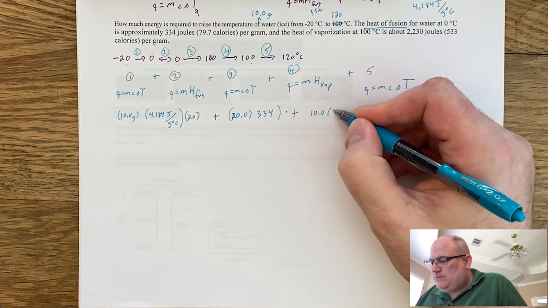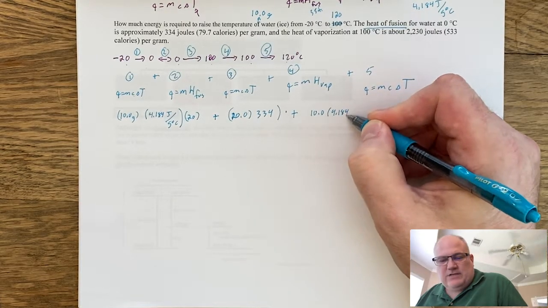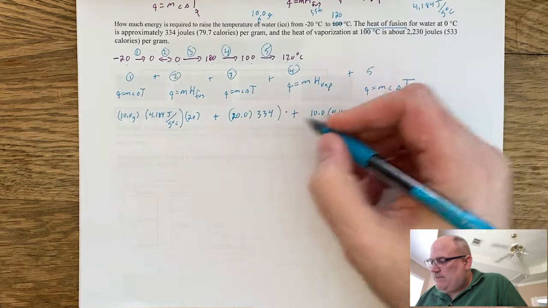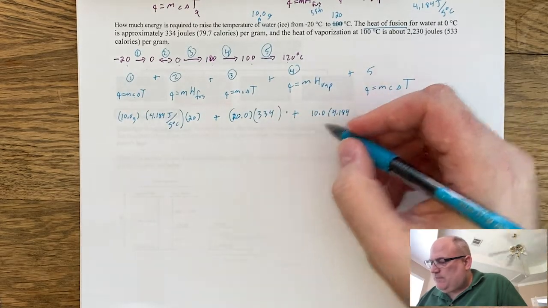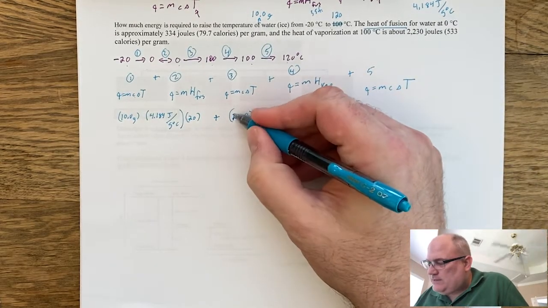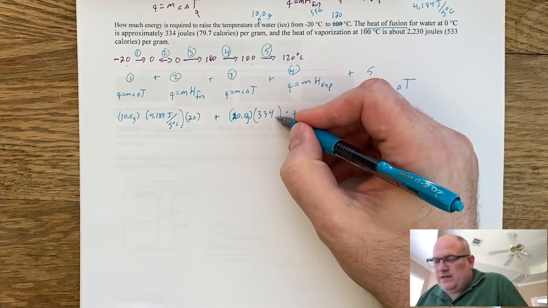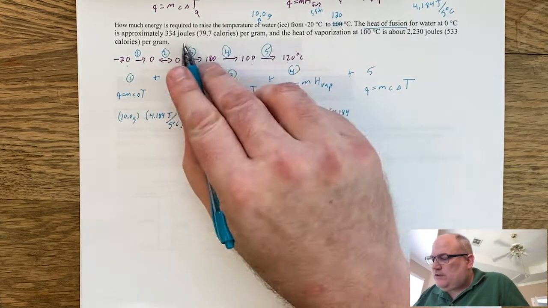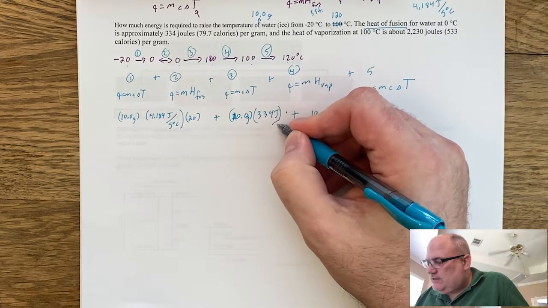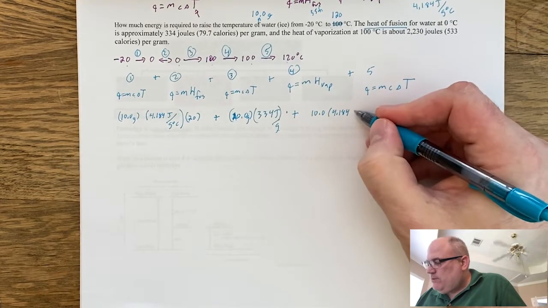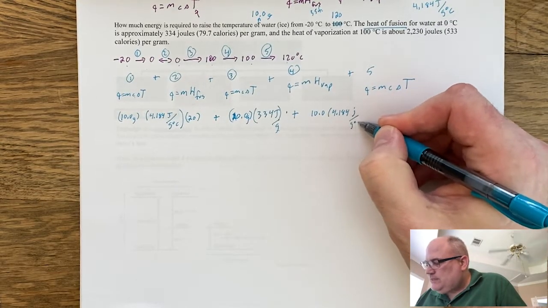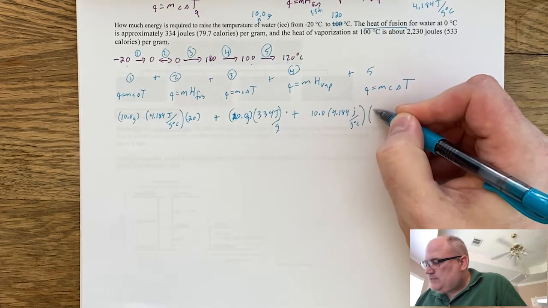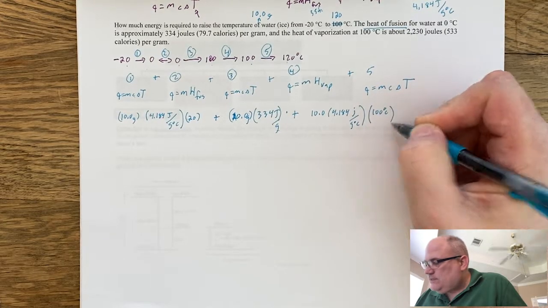10.0 times 4.184. That does not change throughout, if you notice here. And I've gotten lazy with the units. Please forgive me for that. It should be grams right here, and this is a 10. And this should be, if you take a look here, joules per gram. So the grams cancel here. 4.184 joules per gram degree Celsius. And then our change in temperature in this case is 100 degrees Celsius.